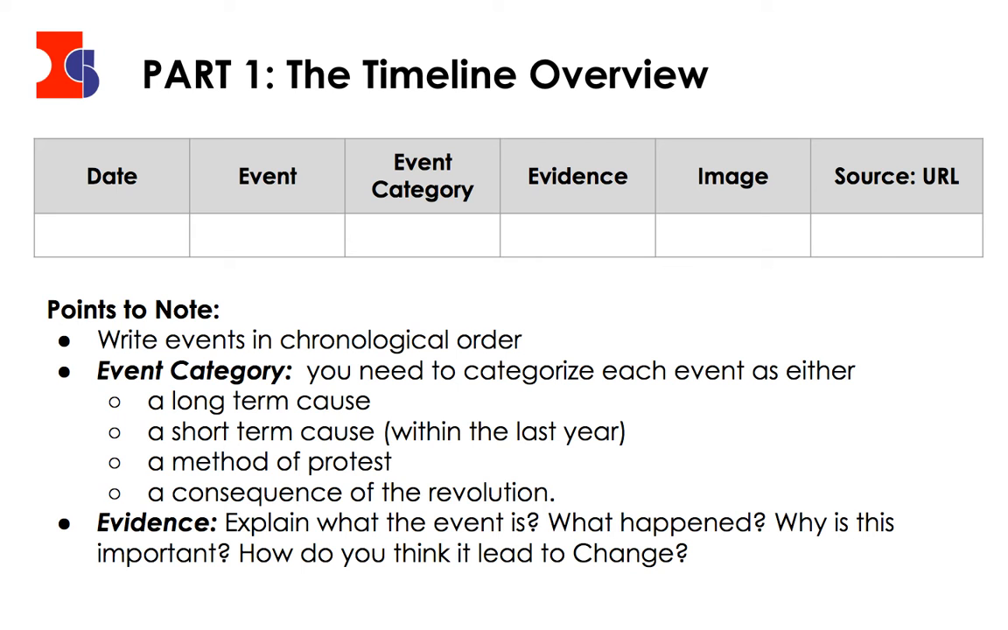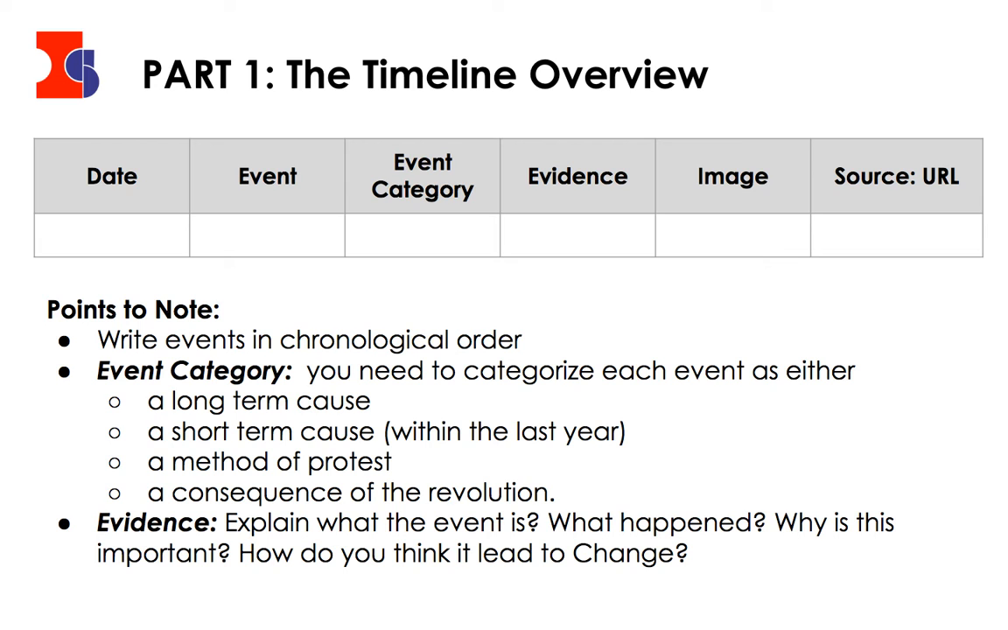Are they a long-term cause? Now, a long-term cause would be something that would happen anything from several years up to maybe 6 months prior to the event taking place. A short-term cause is within the last year. Okay, so let's say long-term causes are anything that is a year or longer.